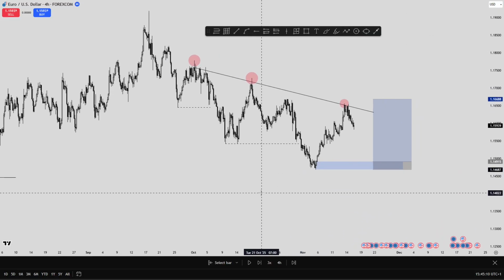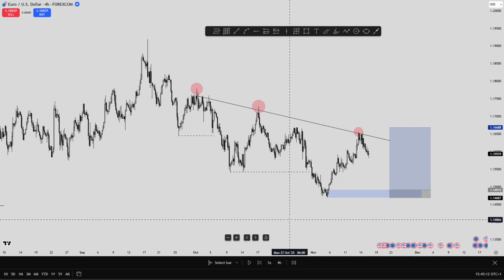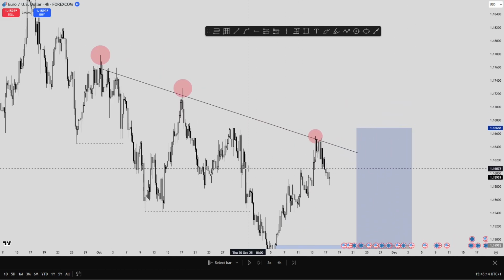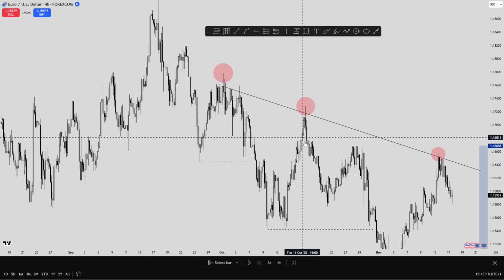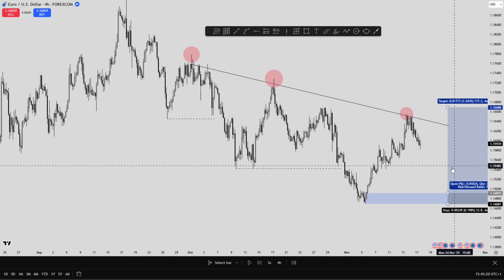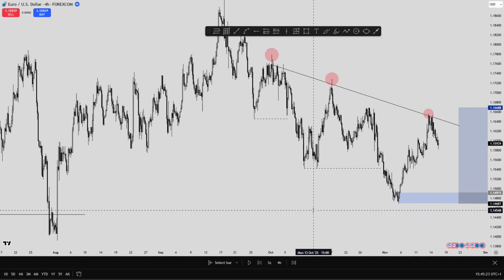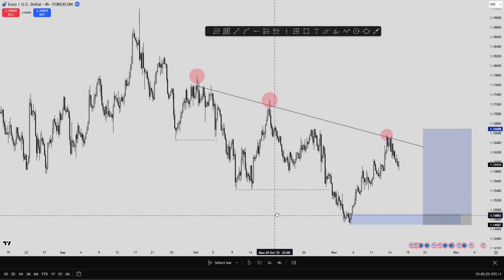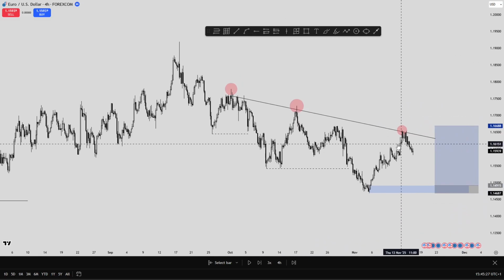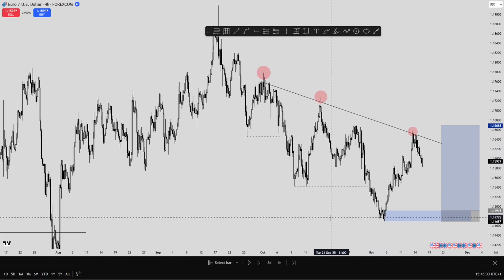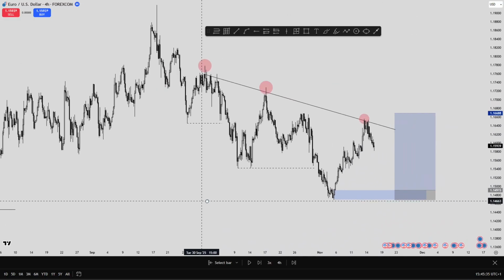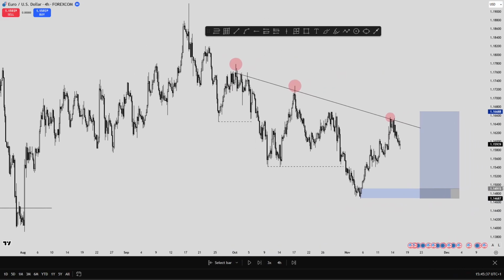I always wait for a third reaction, third tap. I never enter on a second one. I always want to see a third one if I take a trendline inducement trade. Trendline inducement trades are like my favorite setup. They have a pretty high win rate, so that's why I like them so much.